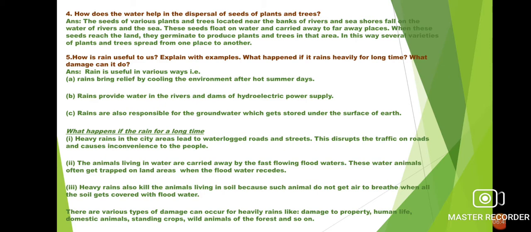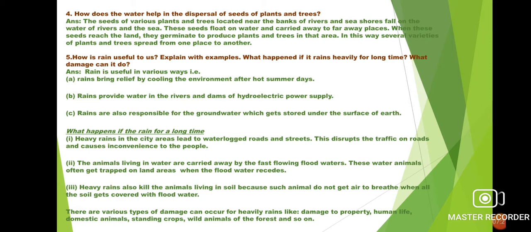Number two, the animals which are living in water are carried away by fast flowing flood water. These water animals, mostly fish, often get trapped on land areas when the flood water recedes. And it causes the death of many aquatic animals.